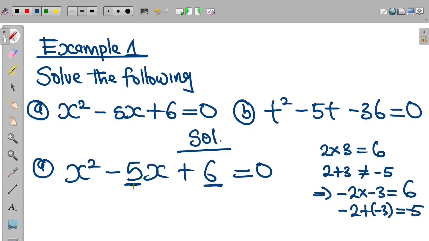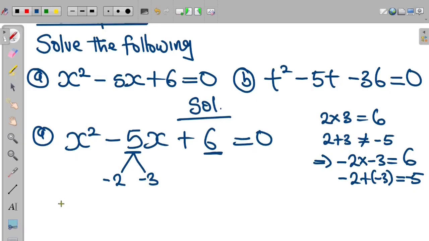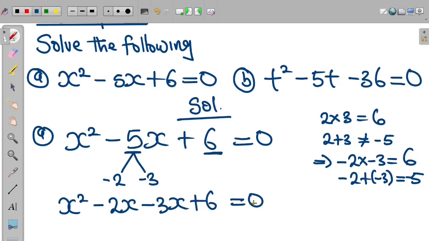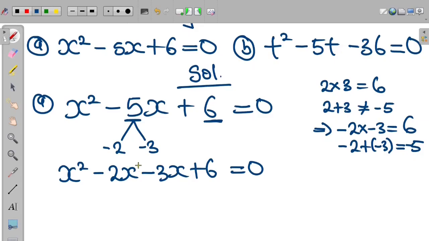So at this point, the two integers whose product is equal to 6, which is the constant term, and whose sum is equal to negative 5, which is the coefficient of the middle term, are minus 2 and minus 3. So at this point, the equation now becomes x squared minus 2x minus 3x plus 6 equal to 0. So the next step here is to group these terms together.